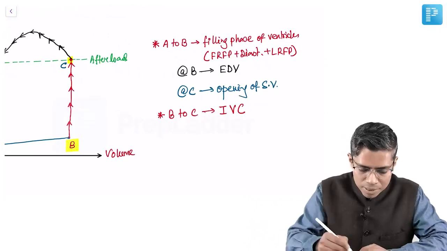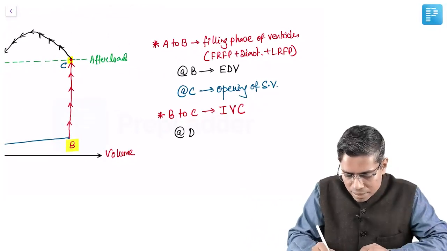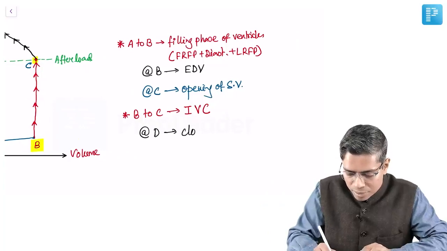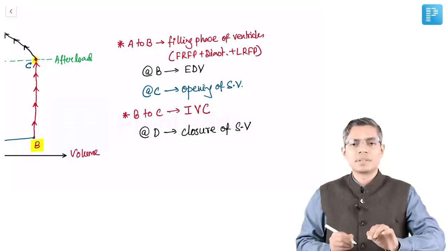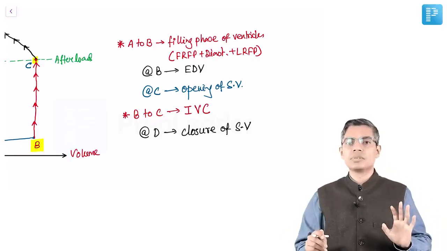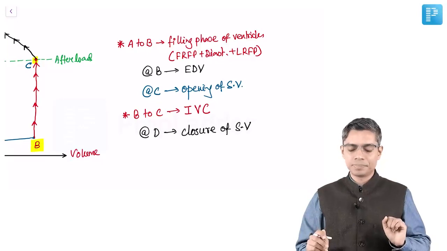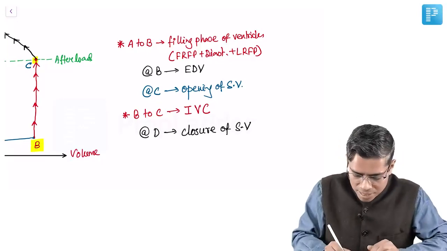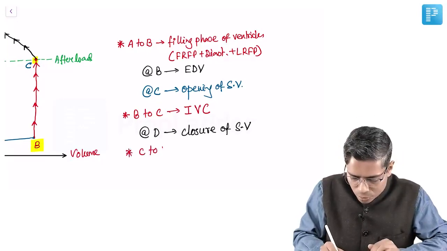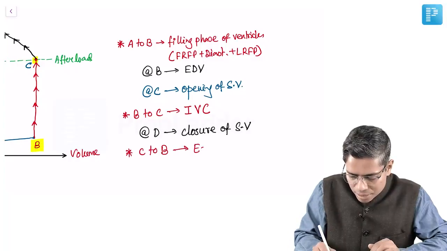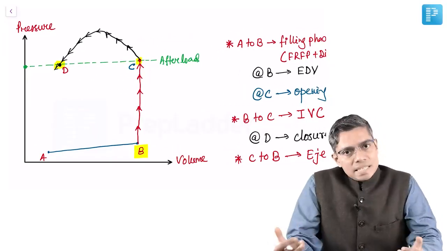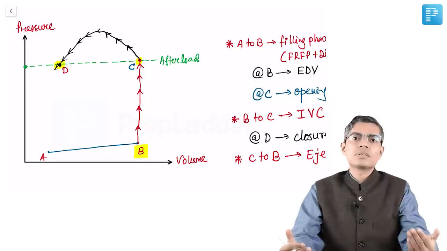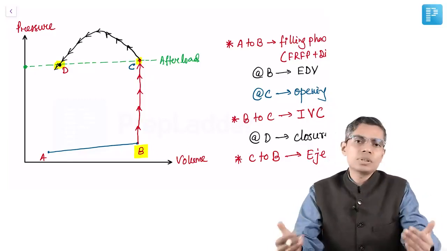So at point number D, I can write down like this, that this is the point where there will be closure of semilunar valves, right? So closure of semilunar valve is going to happen. This is your second heart sound point. So this C to D is nothing but your ejection phase of ventricle. I hope there is no confusion here. So during ejection, your volume is also changing, your pressure is also changing, both are changing.